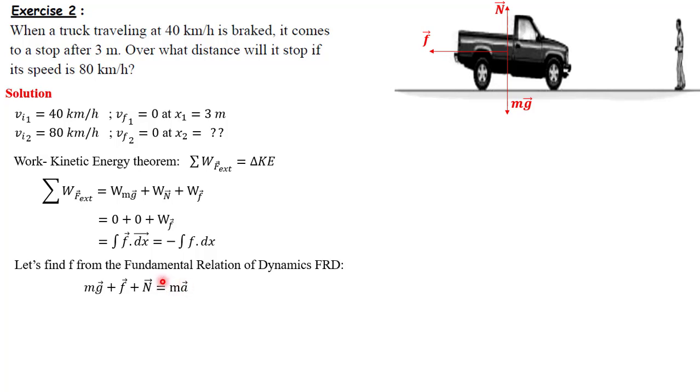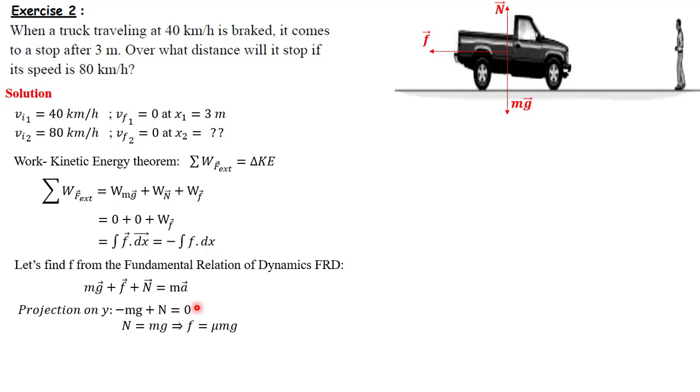So let's project this expression along the y-axis. Let's consider the positive direction of y as upward. This means that the projection of mg along y is equal to minus mg. The projection of f along OY is 0 because f is perpendicular to OY, and the projection of N along OY is plus N. Now the projection of the acceleration vector along y is equal to 0 because the displacement is only taking place along the x-axis.